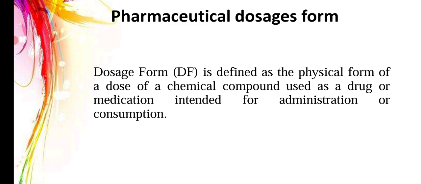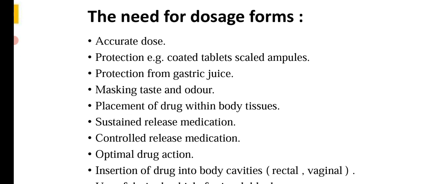So what are pharmaceutical dosage forms? A dosage form is defined as the physical form of a dose of a chemical compound used as a drug or medication intended for administration or consumption. And what is the need for dosage forms?